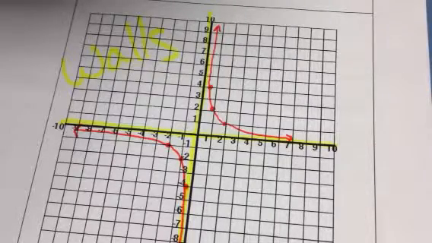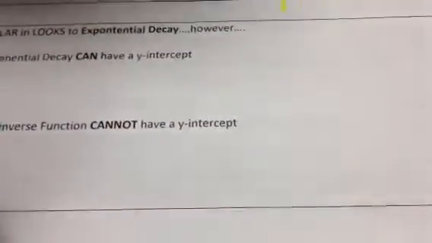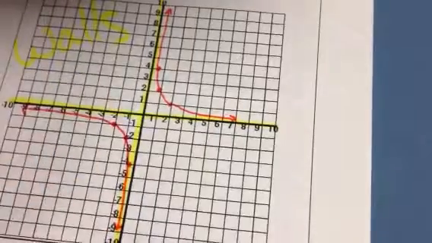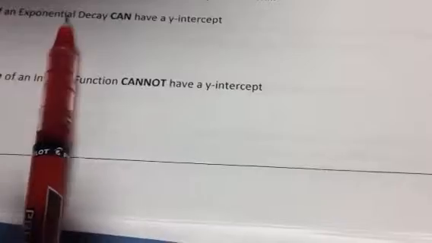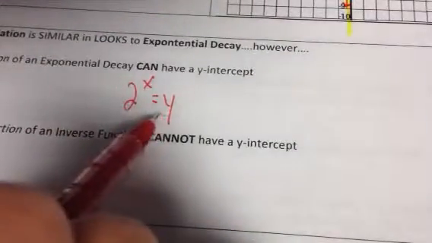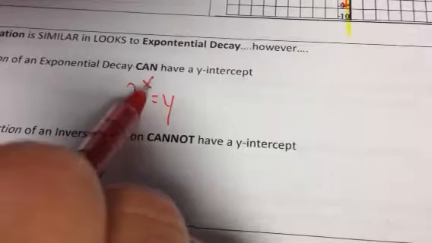So real quick, and then that's it. I think that's it for these notes, right? Oh, no, we got a little bit more. Just some things to think about. Inverse variation looks a lot like the exponential graphs that we did in the last chapter, chapter 6. So it looks like exponential decay. However, in an exponential decay function, for instance, I'm just going to make one up, this can have a y-intercept because I can make x become 0.